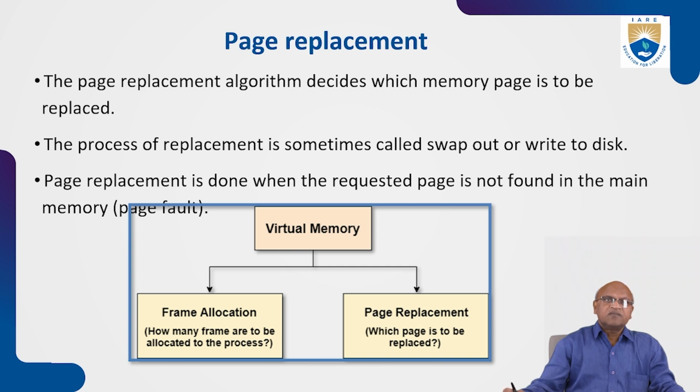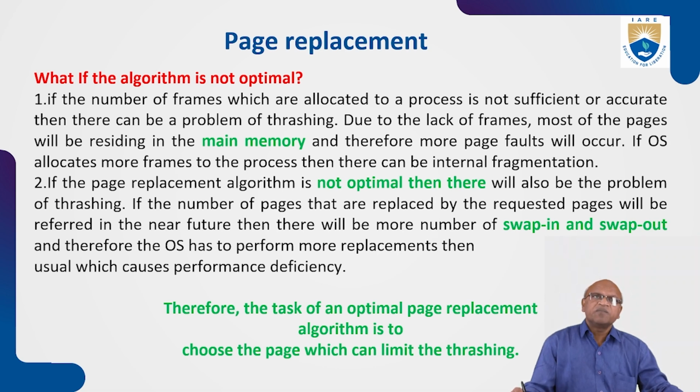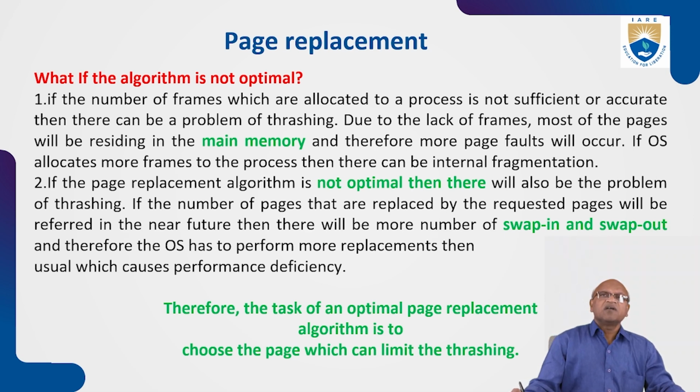So in virtual memory, frame allocation decides how many frames are to be allocated to the process, and page replacement decides which page is to be replaced. Now, if the number of frames allocated to your process is not sufficient, then there can be a problem of thrashing due to this lack of frames.